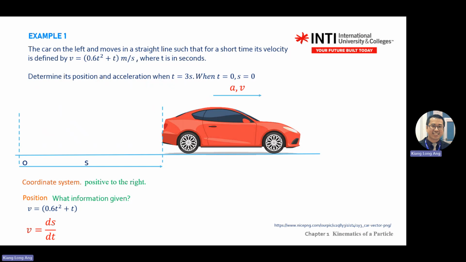So first step, when you solve a dynamics question, draw the free body diagram, know where the object is moving, where is positive, where is negative, and then look for the position information. It can be position, velocity, acceleration, or time. So you have four kinds of equations to look at.